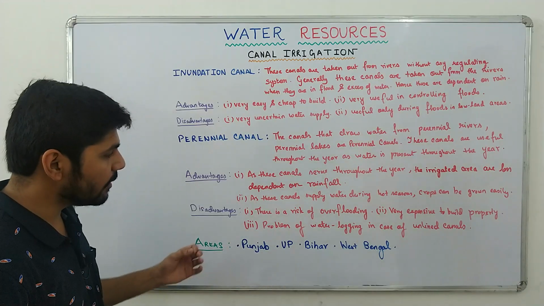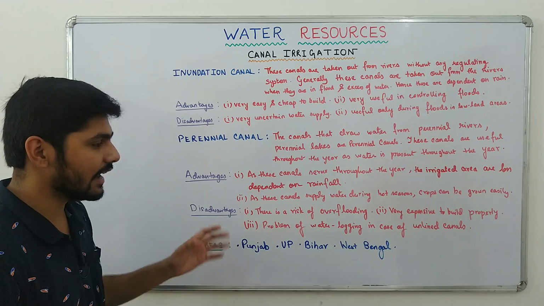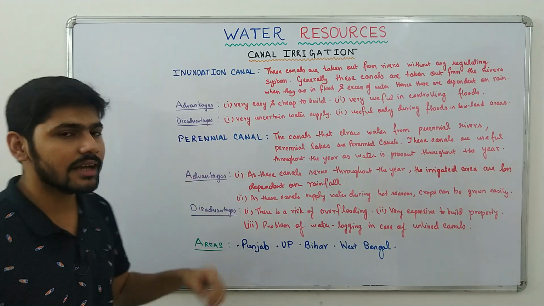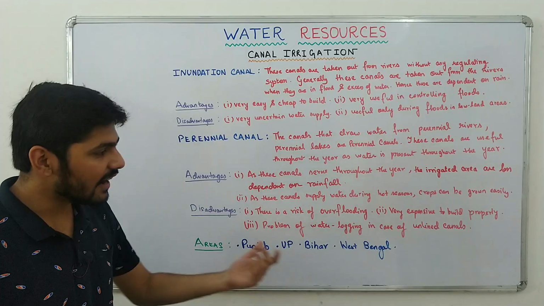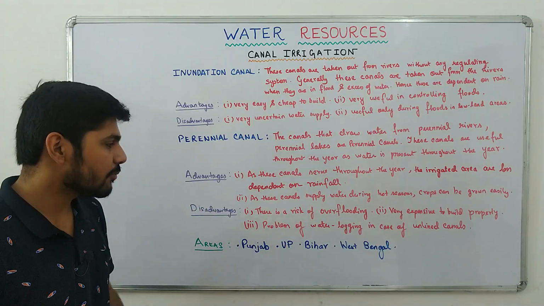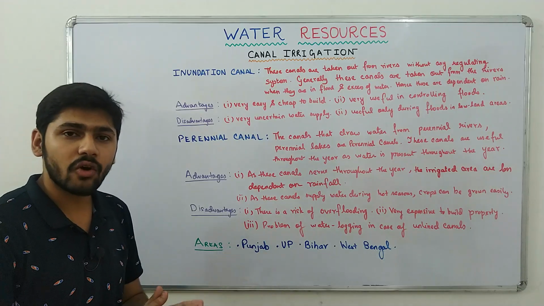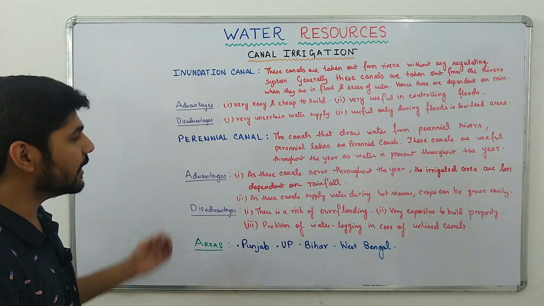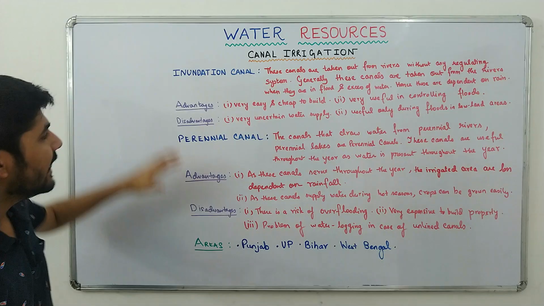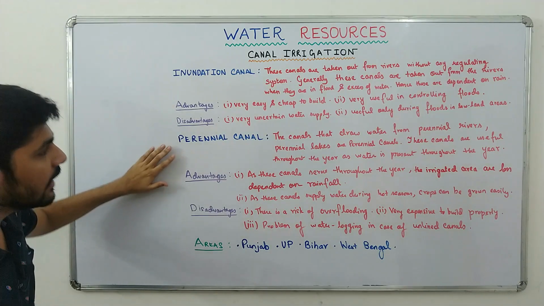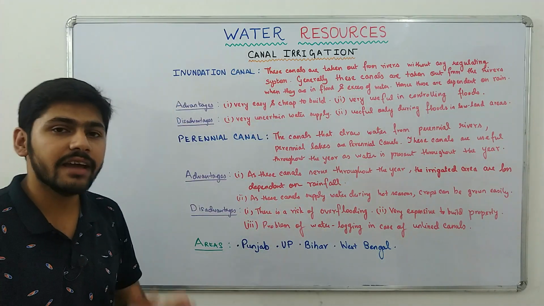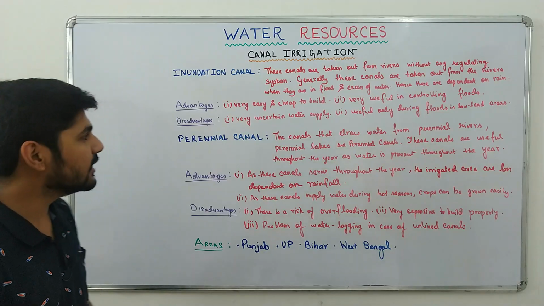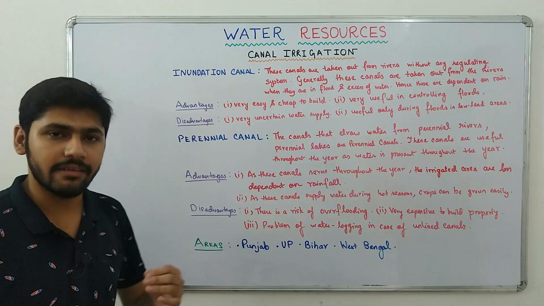Then we have the problem of water logging in case of unlined canals. Now if perennial canals are not built properly and if unlined canals are built, there will be a problem of water logging, hence causing destruction to the crops. So guys, that was all regarding perennial canal. Now inundation canal, perennial canal and all the things over here are very important. So try to understand everything and try to memorize everything.